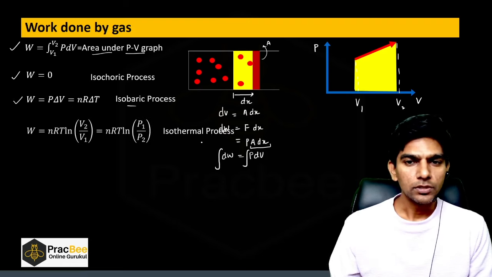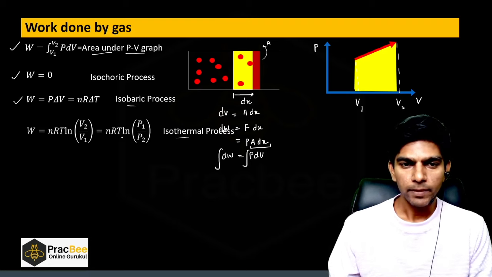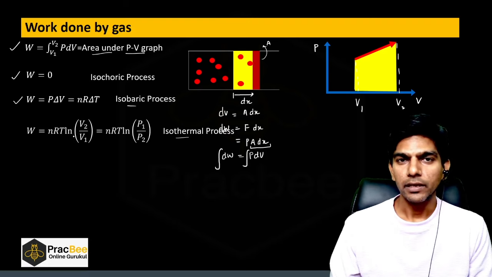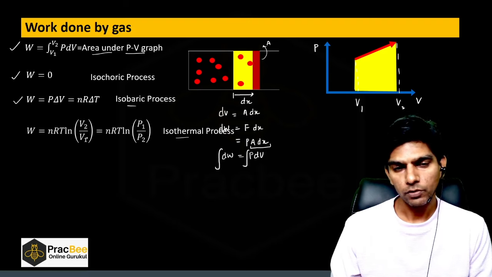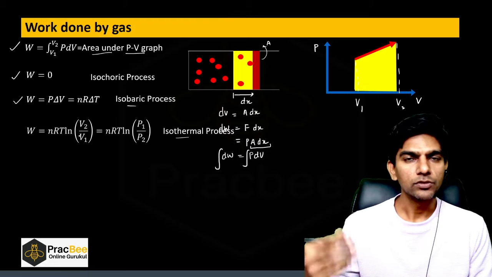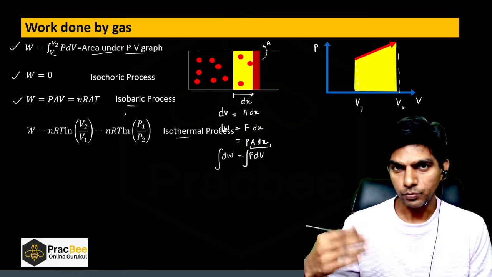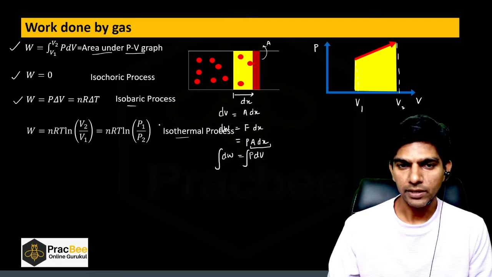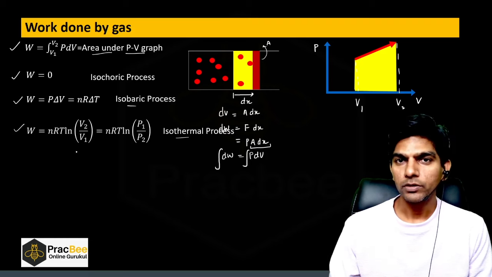And in case of an isothermal process, when the temperature is constant, the work done is nRT ln V2 by V1, where V2 is the final volume and V1 is the initial volume. And for an isothermal process, P1 V1 is equal to P2 V2. So we can write V2 by V1 as P1 by P2. So again, a very important formula.